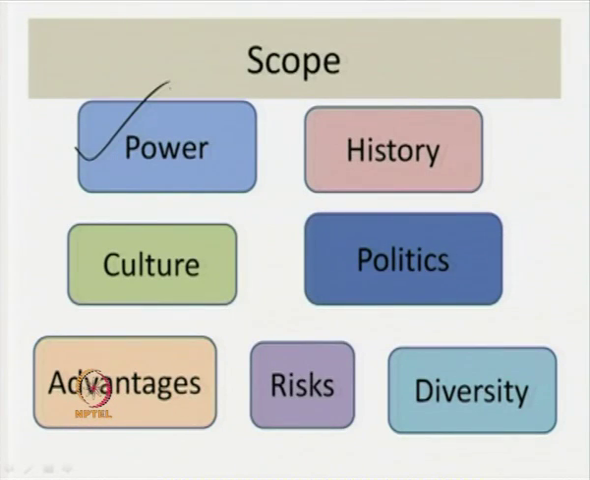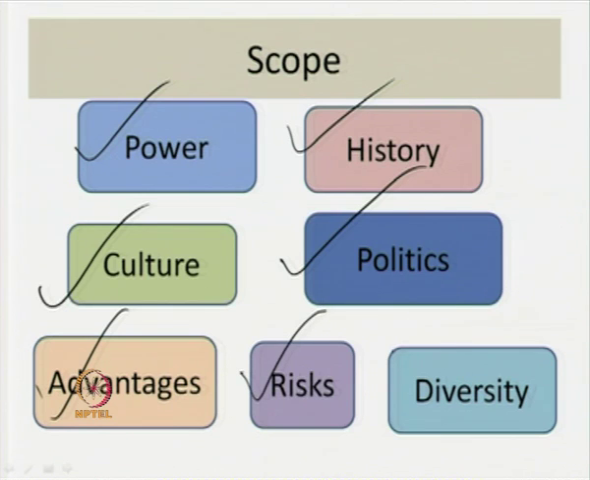These are not the only aspects of the scope of such a study, but for our elementary level we can definitely talk about the increasing power of English. We can refer to the history of the spread of English. We can talk about culture and the English language. We can obviously talk about the politics of the globalization of English. We can talk about the advantages of the spread of English, or the global reach of English. We can talk about the risks involved, as well as the diverse ways in which this global reach of English has taken different shapes. So, power, history, culture, politics, the advantages as well as the risks of the globalization of English are part of the scope of studying the global reach of this language.